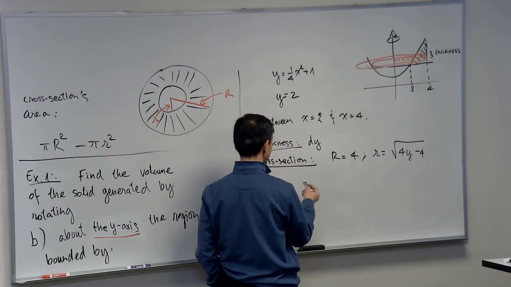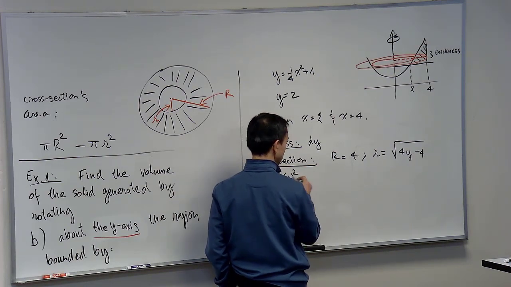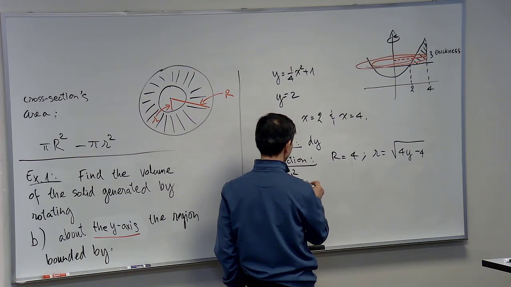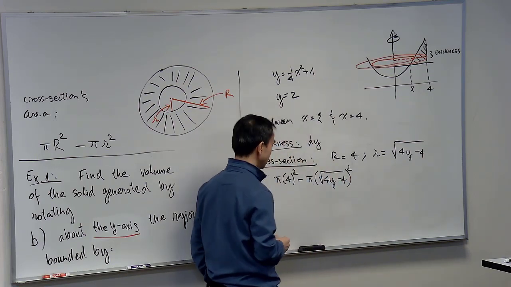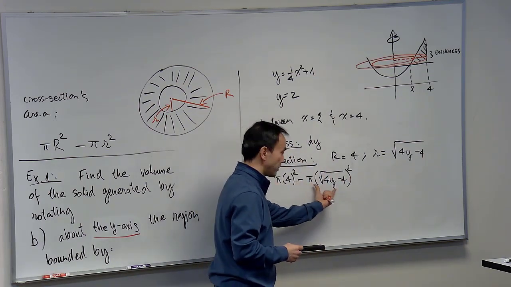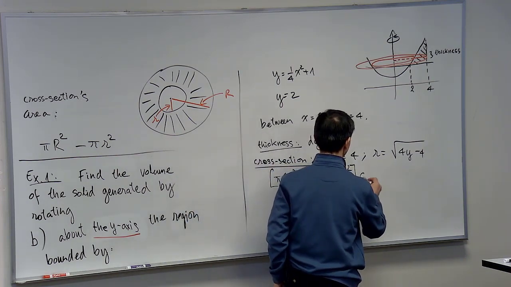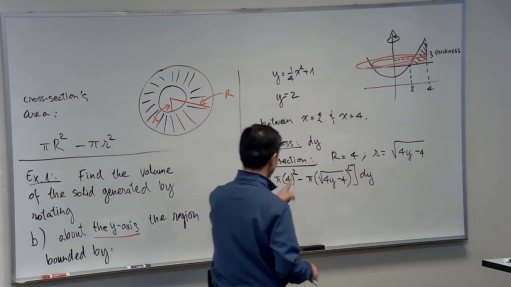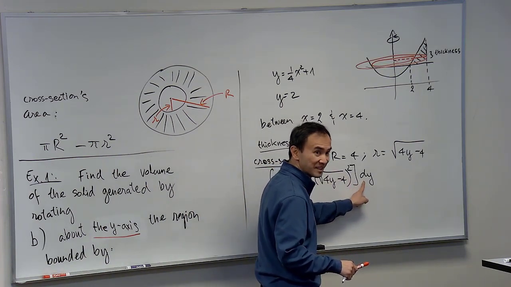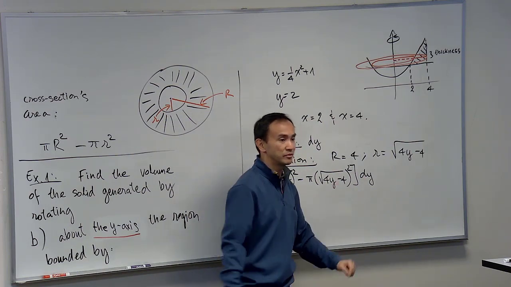So area of a cross section, here's how we go. Pi times 4 all squared, the area of the outer circle. We're subtracting pi times the square root of 4y minus 4 all squared, the area of the smaller circle. That cross-section area we multiply with the thickness, dy. Let's now check for consistency. Our thickness is expressed as a differential dy. Is it consistent with all the variables we involved here? Yes, it's all in terms of y.